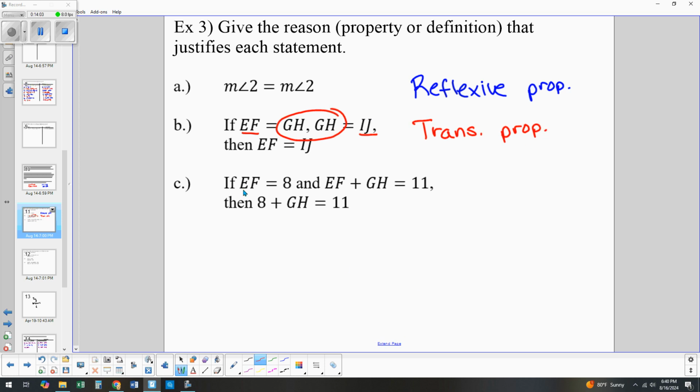And last but not least, if EF equals 8 and EF plus GH is 11, I now have 8 plus GH is 11. I used to have an equation that had addition in it. So my new equation changed the EF into an 8 because they were equal. So that is substitution.